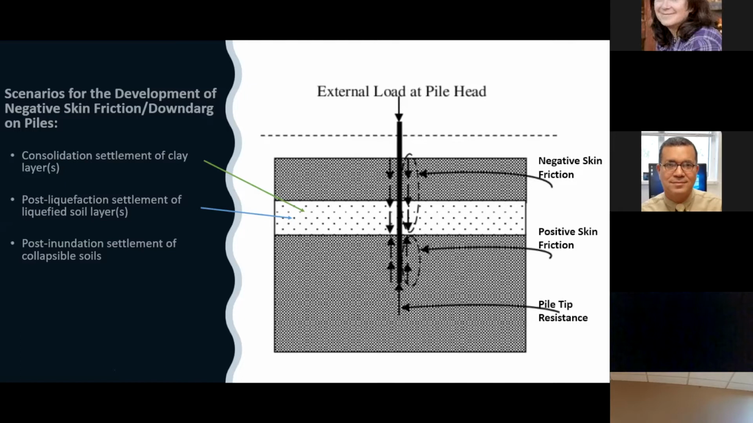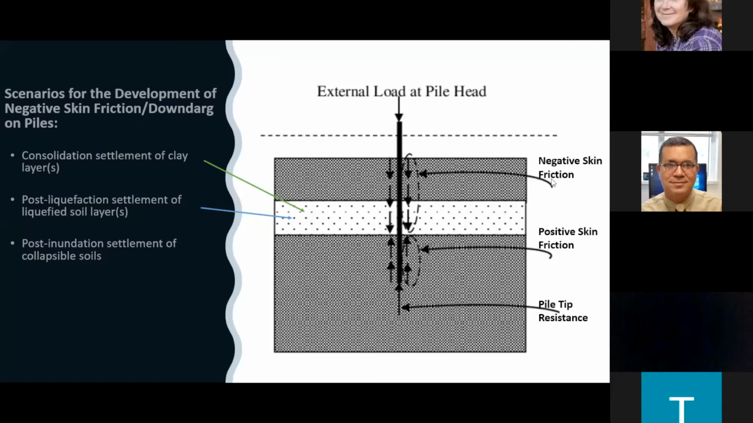So in this case, it's not normal to have the soil settling more than the pile. Usually we put the load on the pile and the pile is settling more than the soil. In this case, the soil is going to provide resistance, upward resistance to the pile movement, and this is what we call the positive skin friction. This is normal. But when the soil is settling more than the pile, this means that it's going to create something different, which is called negative skin friction.